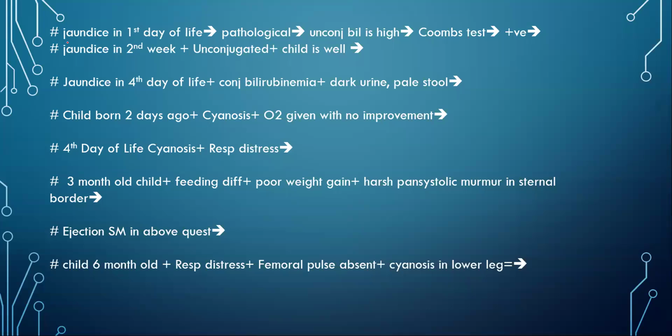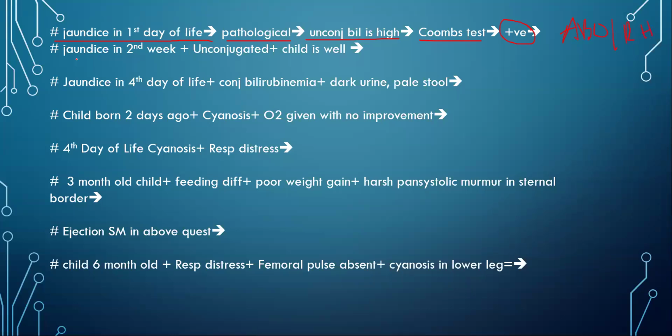So let's say you have got a child who has got jaundice in the first day of life. So you know that it is pathological jaundice. Then you tested conjugated and unconjugated bilirubin. You found unconjugated bilirubin is very high. Then you do a Coombs test and you get it positive. What's your most likely cause for Coombs test positive? Yes. So either it is ABO incompatibility or it is Rh.